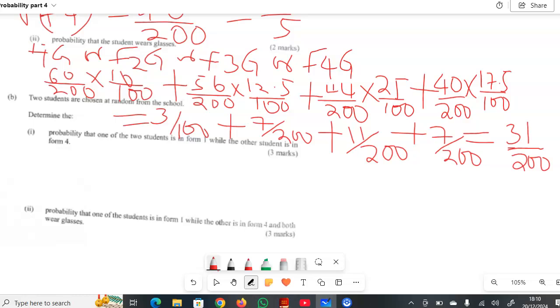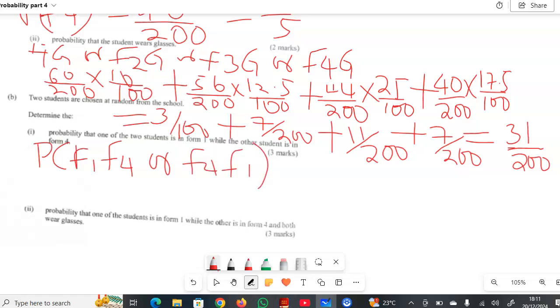So let's look at part B. 2 students are chosen at random from the school. So you have to determine the probability that one of the 2 students is in Form 1, while the other student is in Form 4. The first pick is a Form 1 and then a Form 4, or we can first pick a Form 4 and then a Form 1. So that is what you can have.